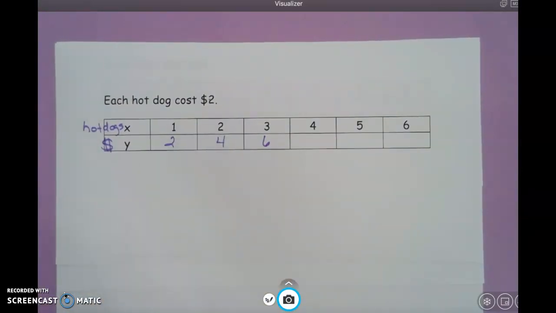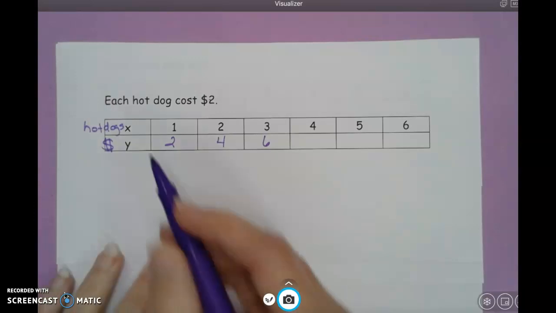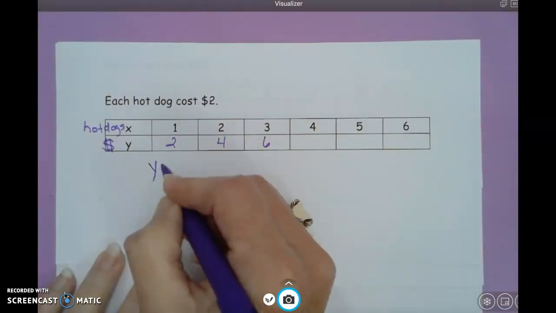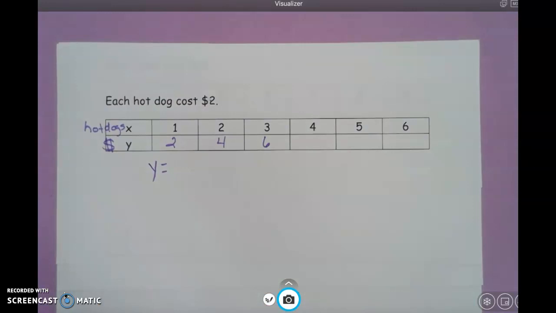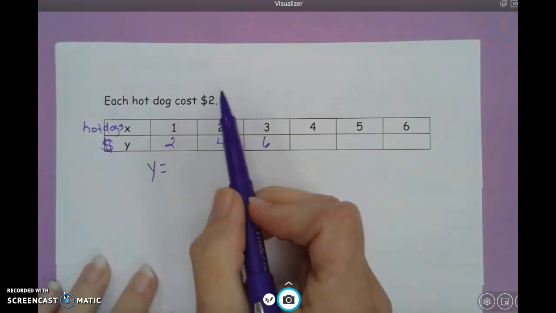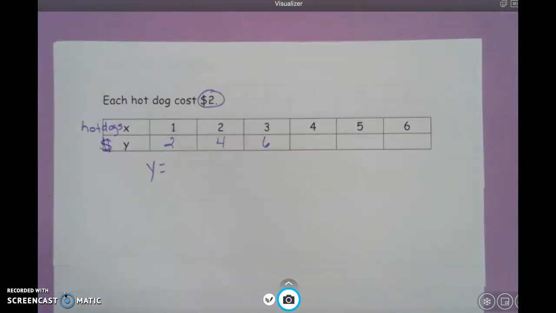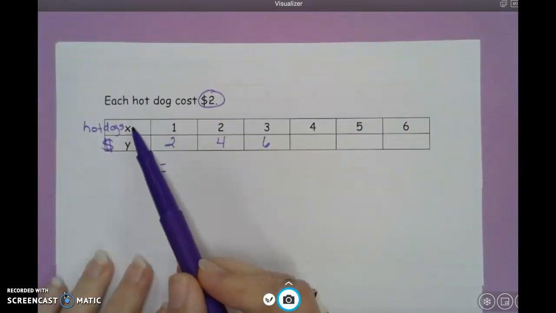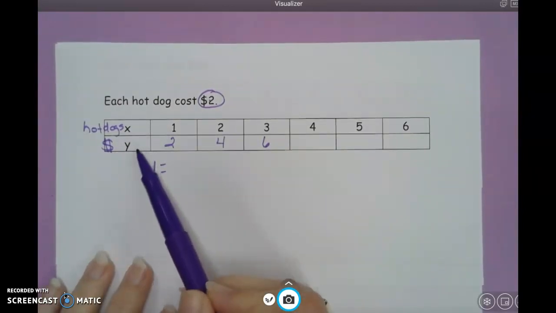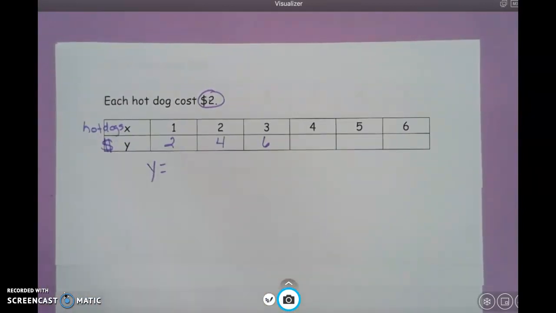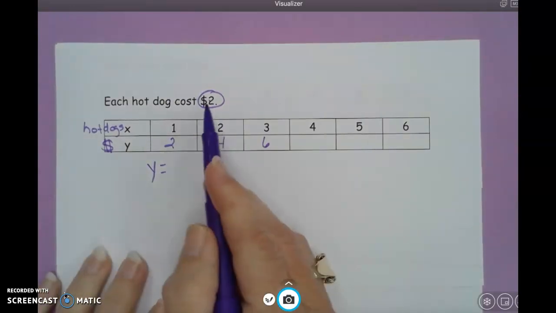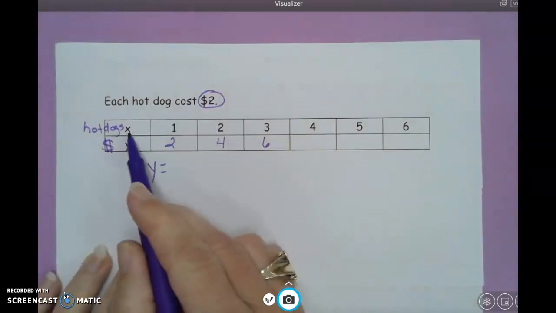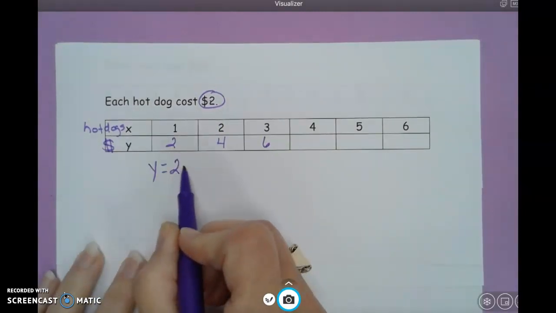Well, if we go back to yesterday when we were solving for equations, we had y equals something. In this particular problem, what would y equal? We know that each hot dog costs $2. So what happens to this x for this y to equal it? I'm thinking if it's $2 times how many hot dogs you get, then we would have 2 times x.